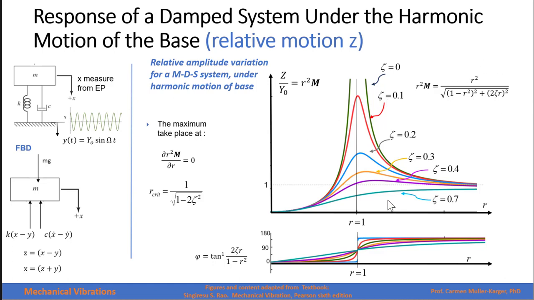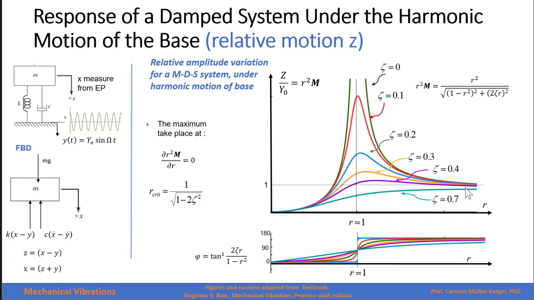Characteristics of this graph: R equals 0 means that we don't have any motion of the base, so the relative amplitude becomes 0. For R equals 1, which means resonance, and for zeta equals 0, the amplitude tends to be infinite. Any value of zeta will decrease greatly the amplitude close to the values of resonance.